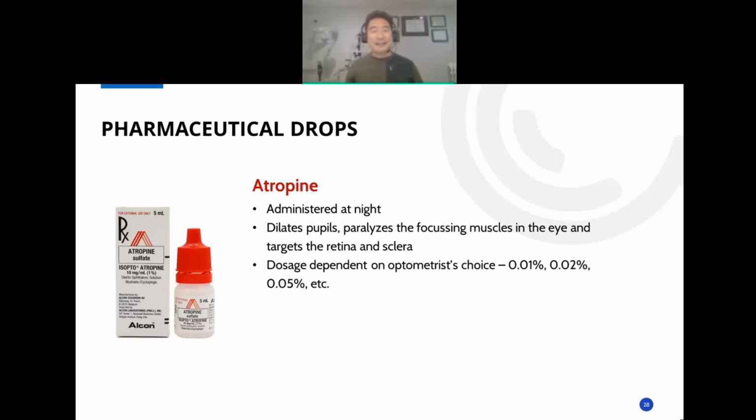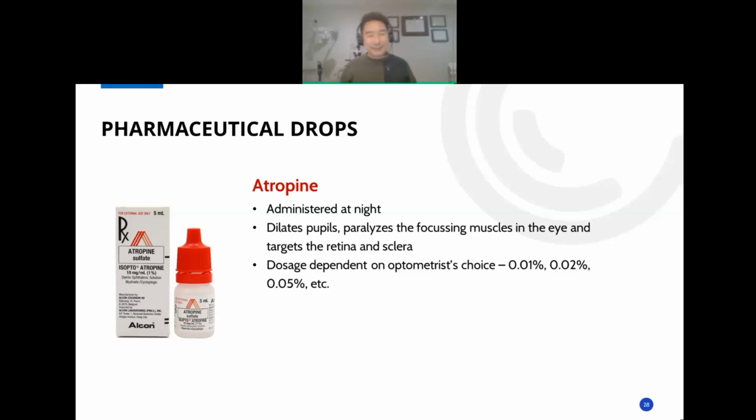The other question I get a lot with atropine is, well, if I use 0.05%, it's like 5 times the concentration of 0.01, so my side effects will be like 5 times worse. As I mentioned earlier with the LAMP study, it doesn't show that. The side effects seem very similar.